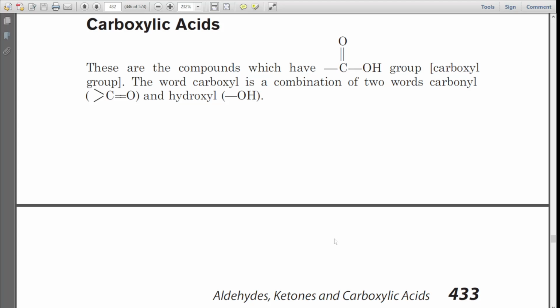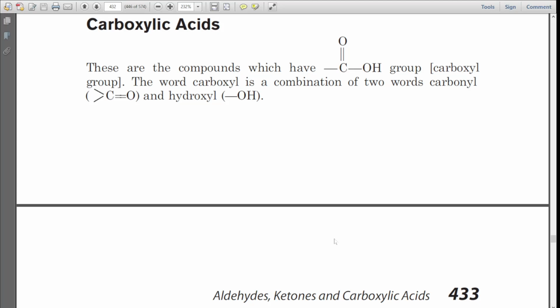Good morning everyone. Today we will be continuing with the chapter of aldehyde, ketone and carboxylic acid. We have completed aldehyde and ketones method of preparation and chemical reactions. We will be starting with carboxylic acids.